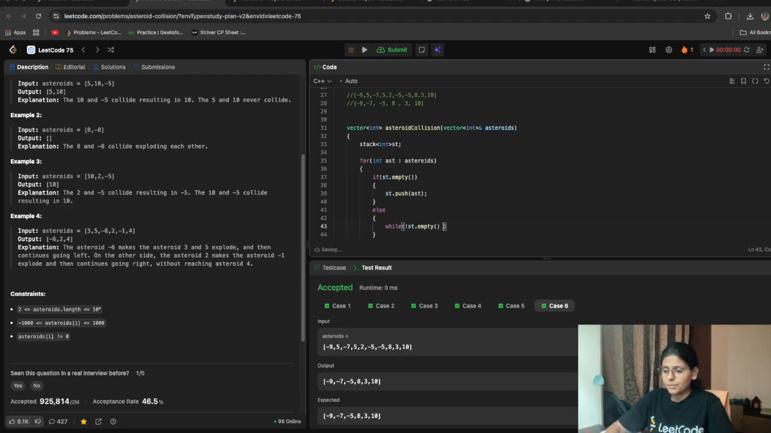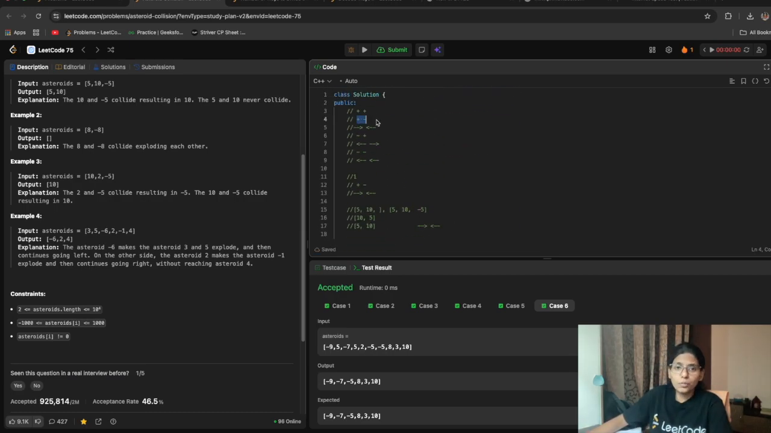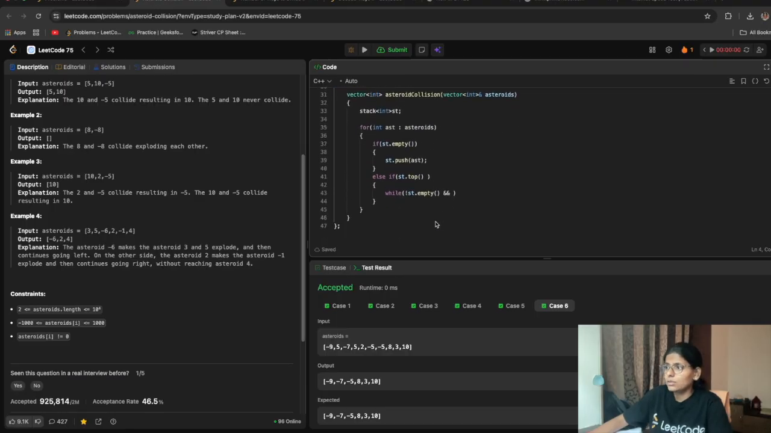So until the stack is empty, and when can the explosion happen? Let's say the stack isn't empty. What I can say is, st.top should be greater than 0, this condition should be satisfied, right? My st.top should be plus and the coming one should be minus. The st.top is greater than 0 and the coming one, that is ast, should be less than 0. In that condition only, the collision will occur, and we'll see this.